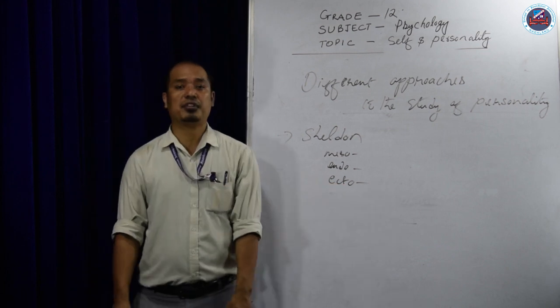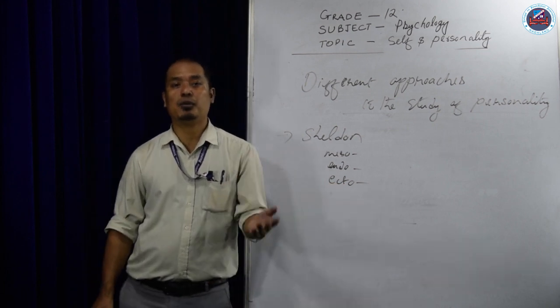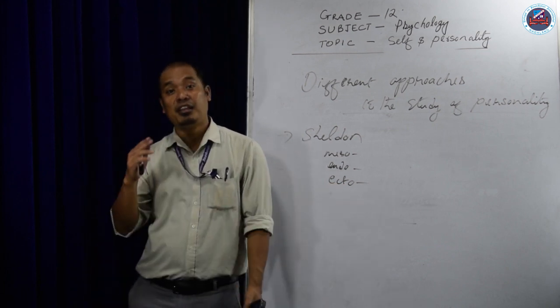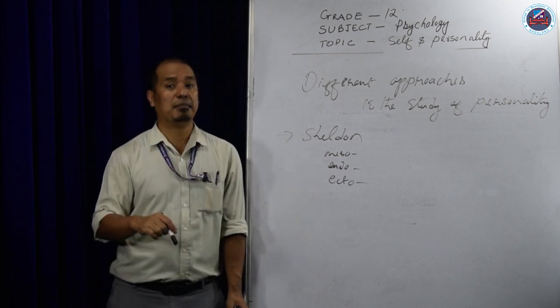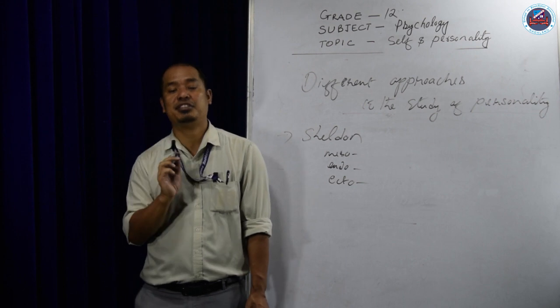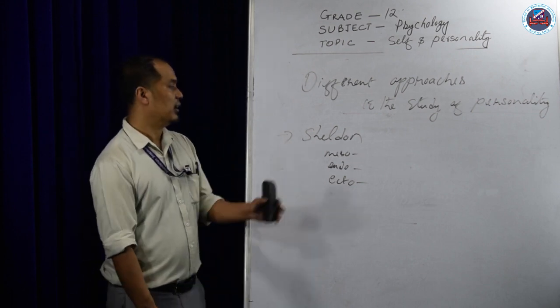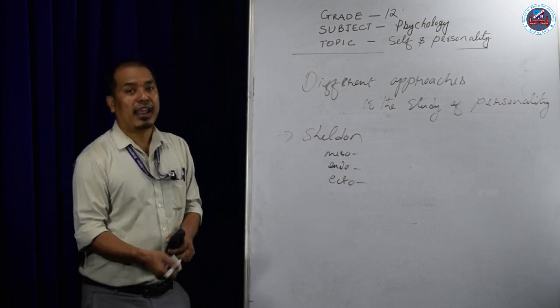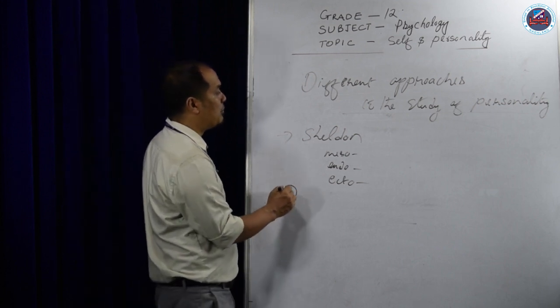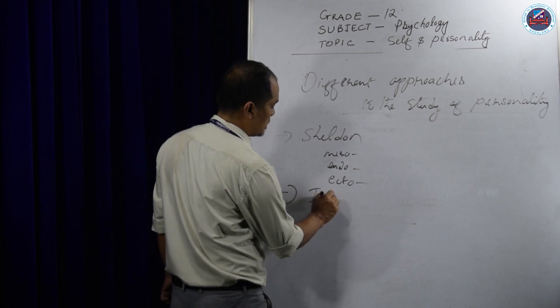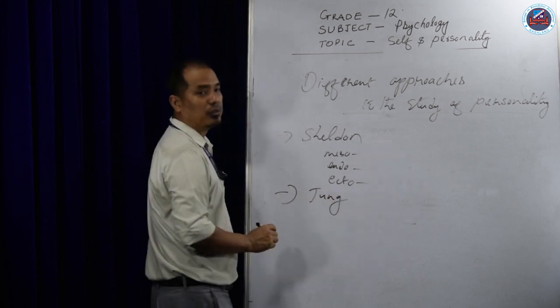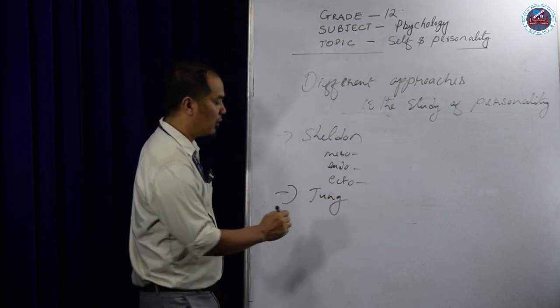The next one is called ecto, the last one. These are the people who are very thin, but they are very artistic, and at the same time very brainy. But the problem with them is they are very fragile at times. These are called Sheldon's types. The next that comes under type approach is called Jung. Jung talks about two important things. One is called introversion.